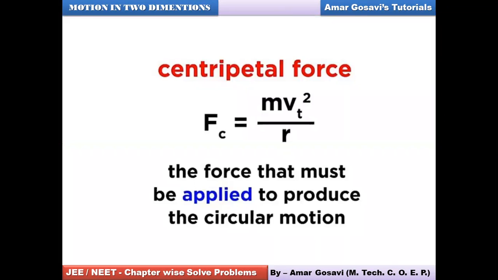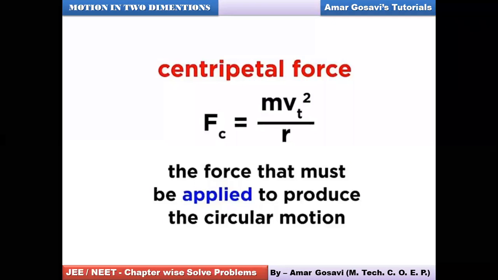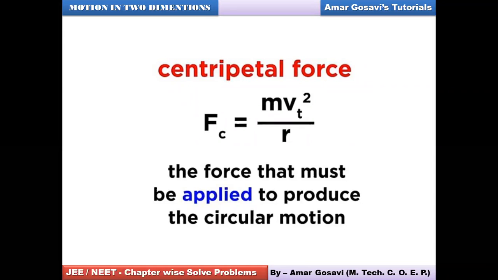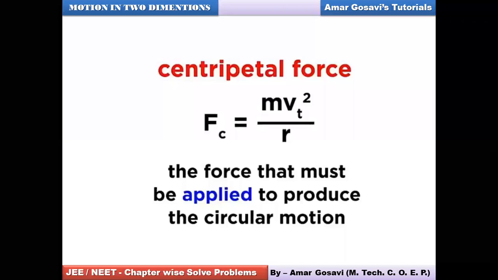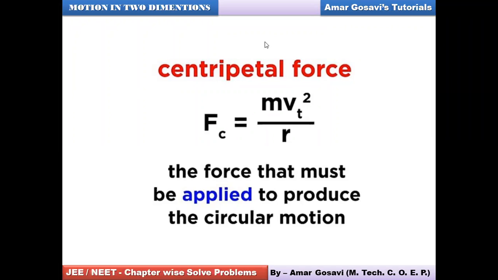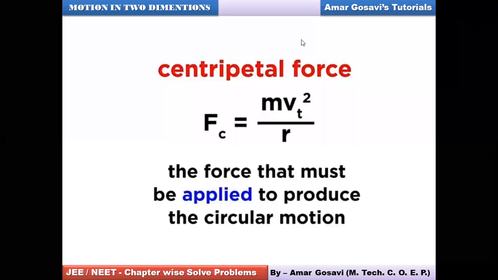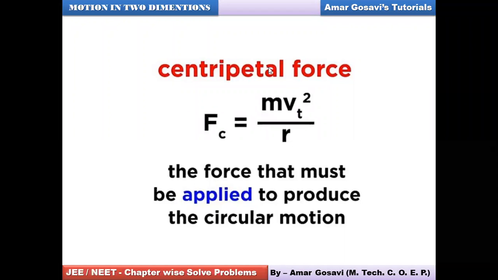Now we did talk about the equation for centripetal force, and that equation was m Vt square by r. Here, m stands for the mass of the particle performing circular motion, r stands for the radius of the circular motion, and Vt stands for the tangential velocity with which the particle is moving. So we have derived this.